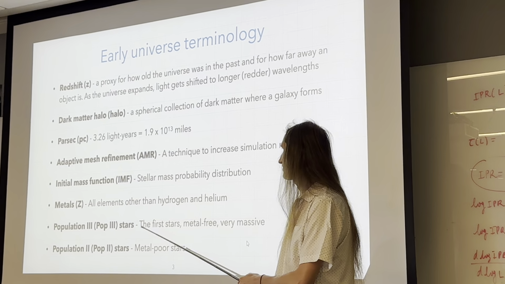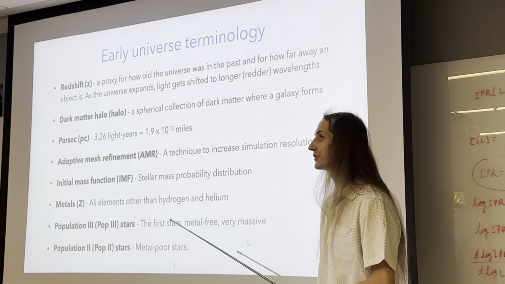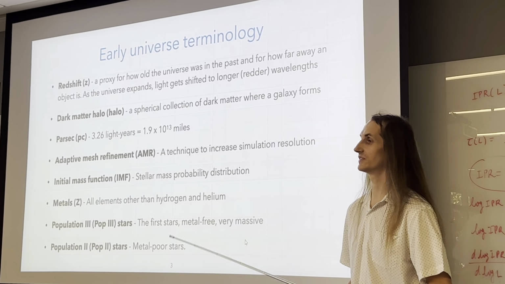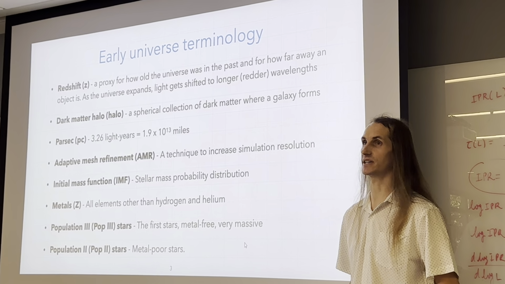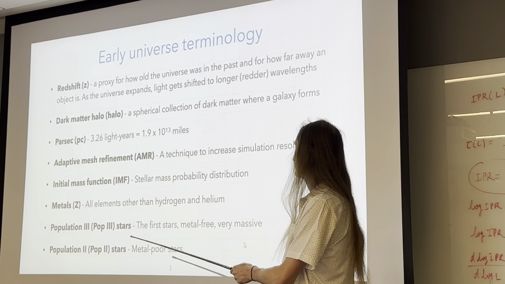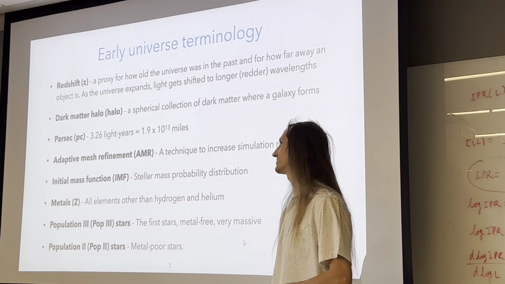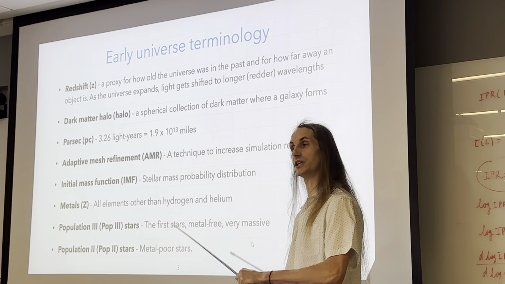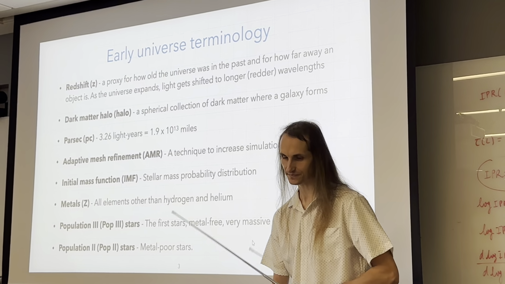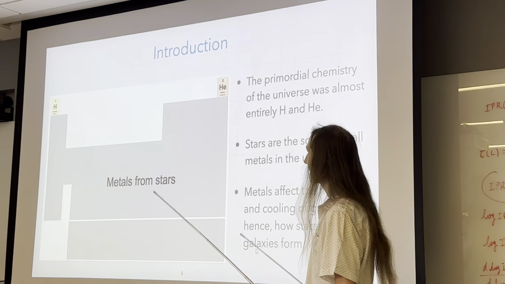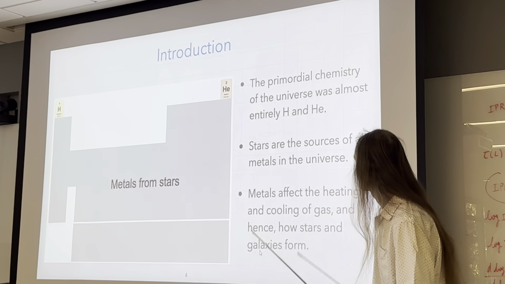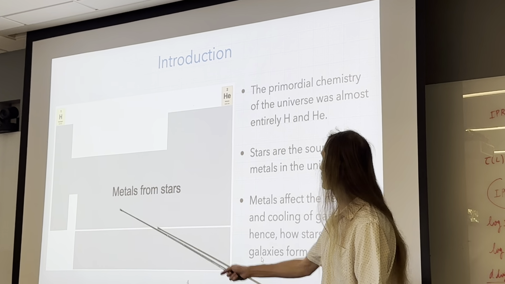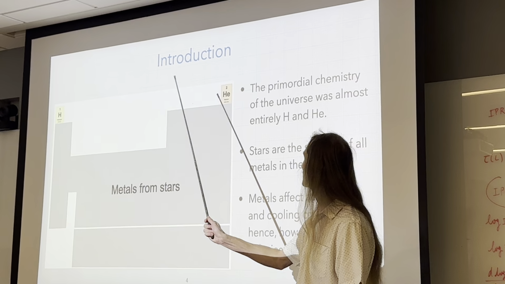Next is Pop 3 stars, or population 3 stars. These are the first stars to have ever formed. They're metal-free, and they were thought to be very massive, so potentially hundreds of times the mass of the sun. Next is population 2 stars, or Pop 2. These are metal-poor stars, some of which would be directly enriched from metals produced in the first stars. So metals are really important to understand for understanding the evolution of the universe and star formation. So this is an astronomer's periodic table. We have hydrogen, helium, and everything else.